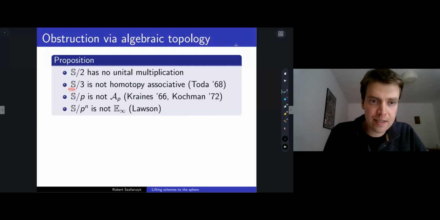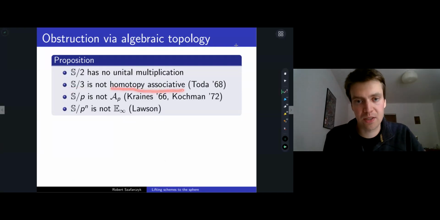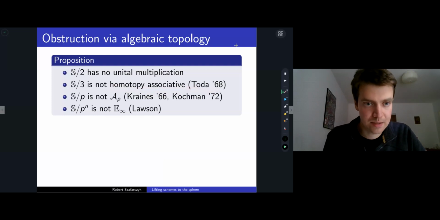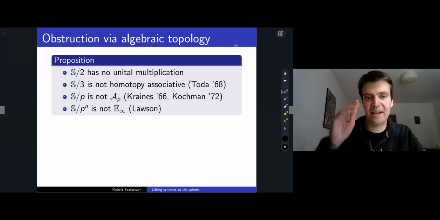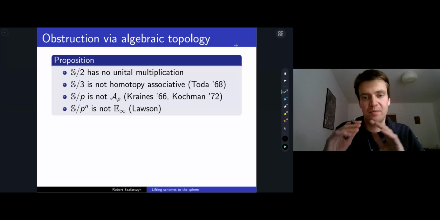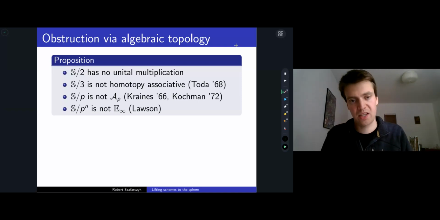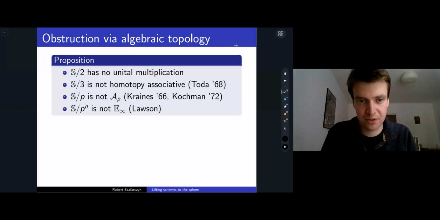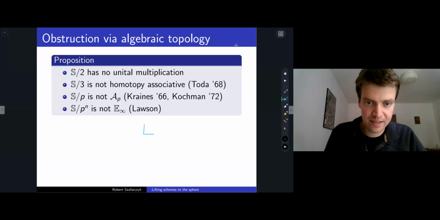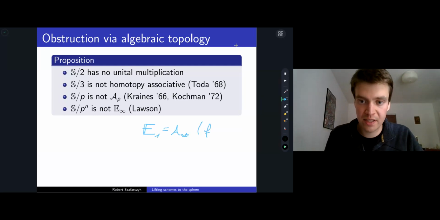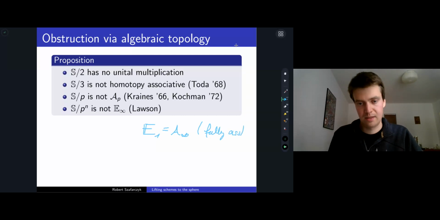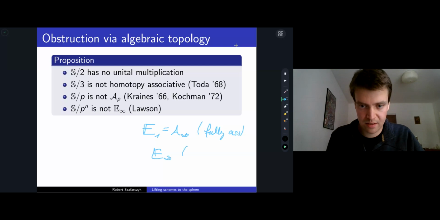But then you can also show that S mod 3 can have no homotopy associative structure, and this uses Toda brackets. S mod p is not A_p, and this uses some higher Toda brackets or Massey products. A_n is like, the higher the n, the more associative the multiplicative structure is. So A infinity would be fully associative, which is the same as E1. And E infinity is fully commutative.